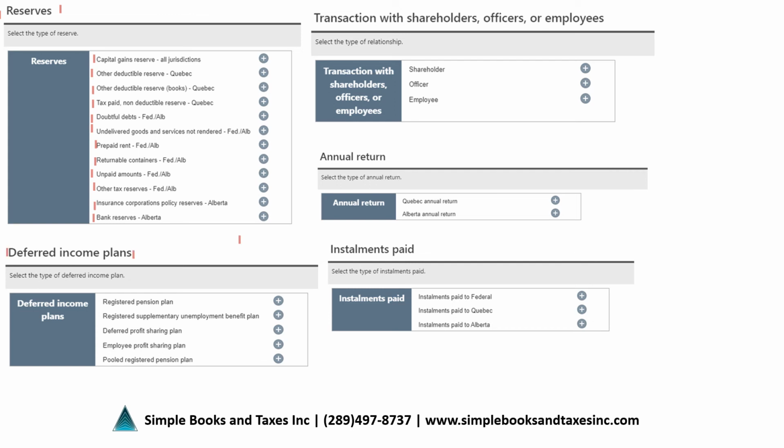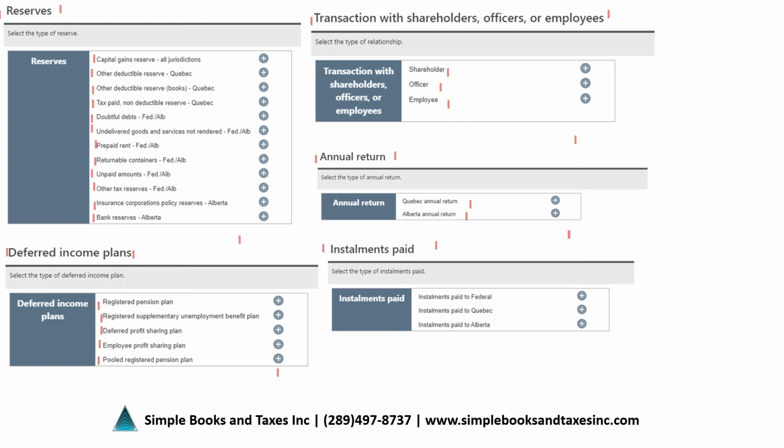Deferred income plans, registered pension plan, registered supplementary unemployment benefit plan, deferred profit sharing plan, employee profit sharing plan, pooled registered pension plan. Then we press on next. Transaction with shareholders, officers, or employees. If there were any transaction between the company and the shareholder, the officer, or employees, then we can press on next. Annual return for Quebec and Alberta, we press on next.